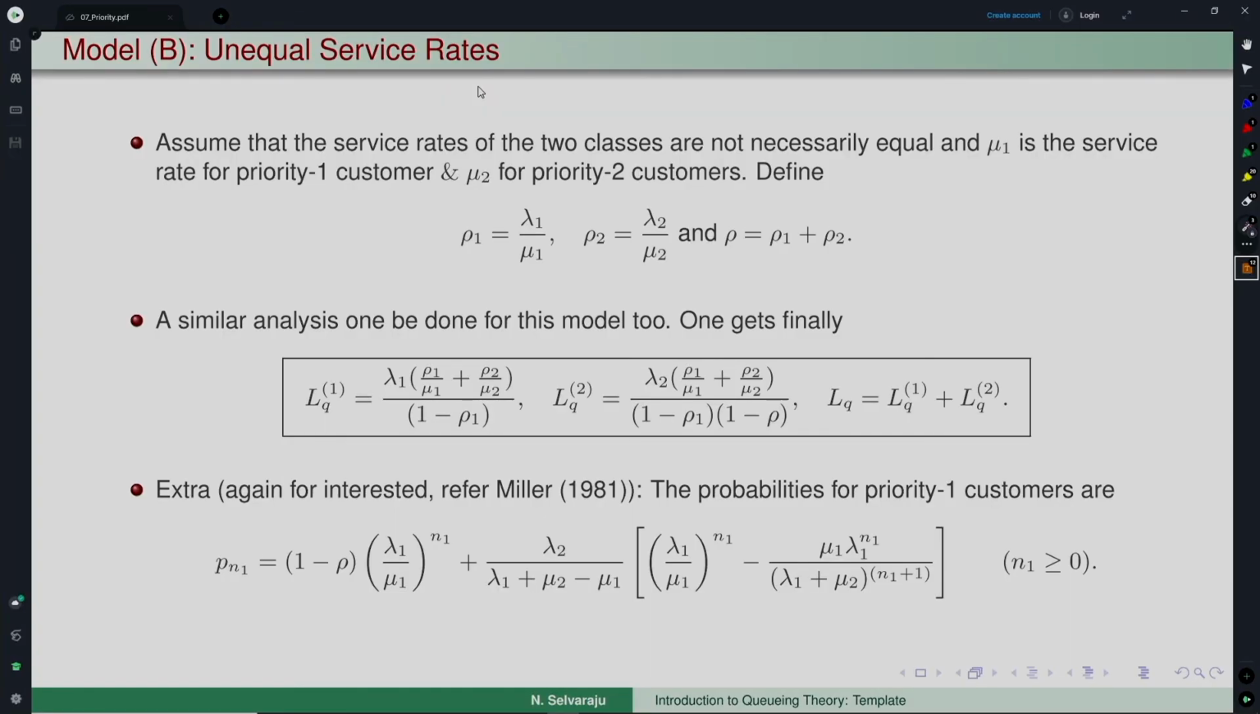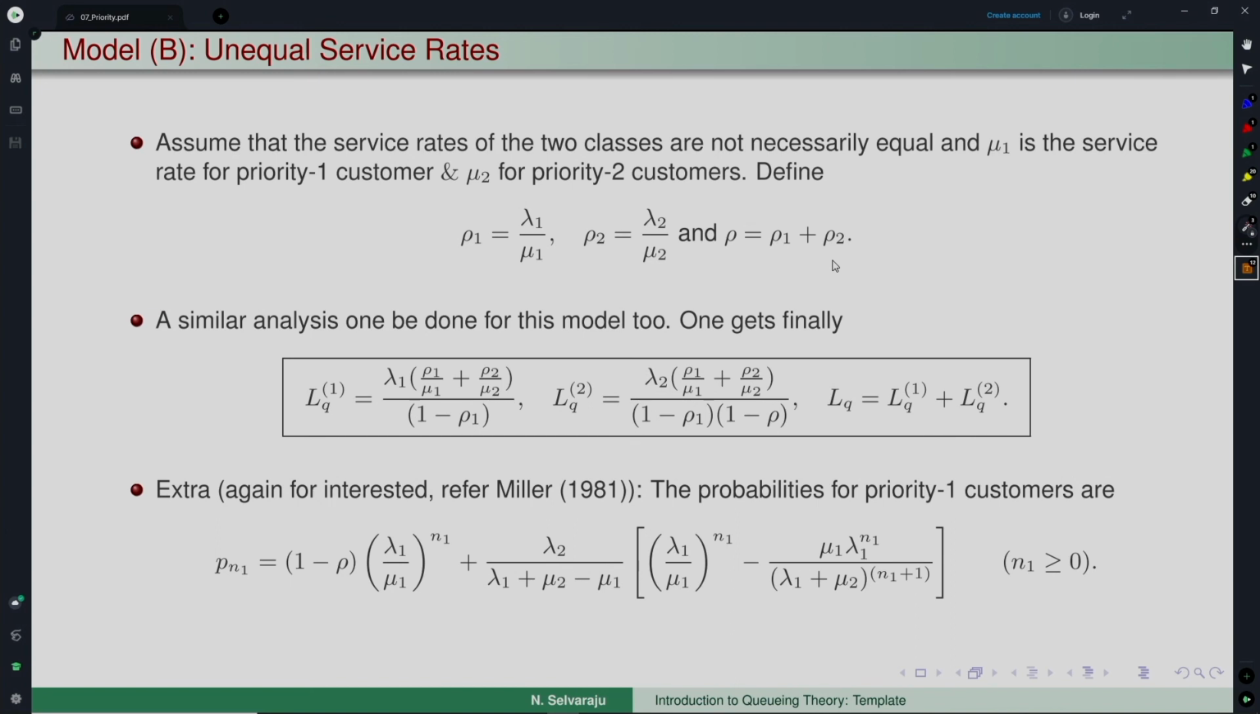Now, let us consider model B, in which we relax the single service rate for both the priorities to two rates. Essentially, everything remains the same. So, the service rates of the two classes are not necessarily equal in general, and that is where it is going to be useful. So, mu 1 is the service rate for priority 1 customers and mu 2 for the lower priority customers. As usual, you define rho 1 as lambda 1 by mu 1, rho 2 as lambda 2 by mu 2, and rho as rho 1 plus rho 2.